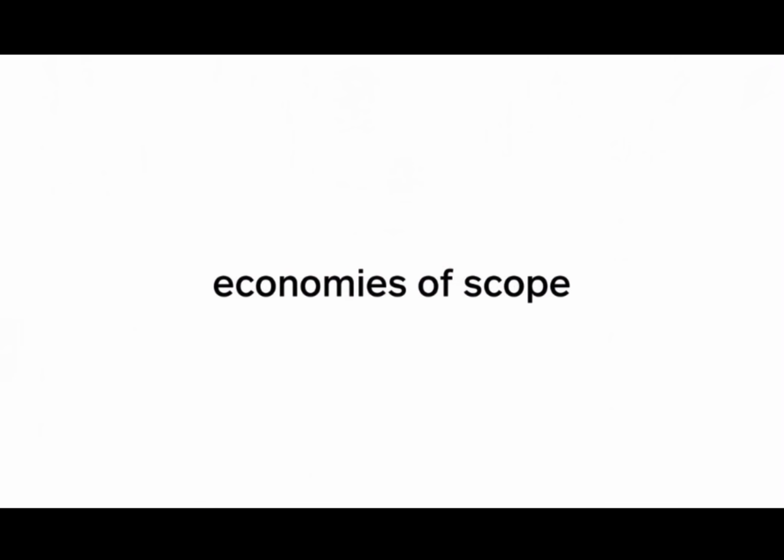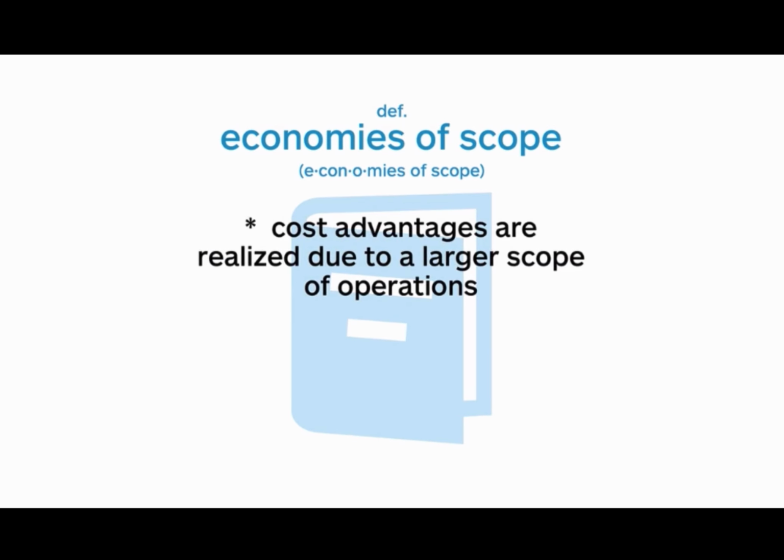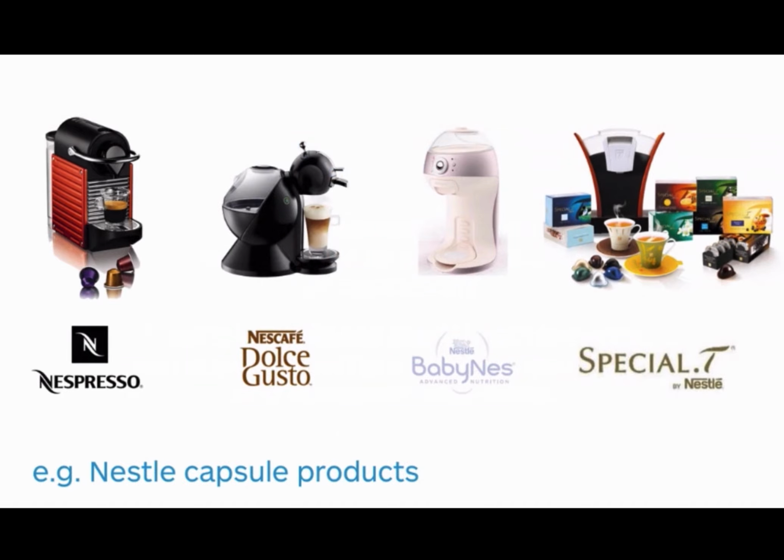So what about economies of scope? Economies of scope are slightly different. It means that you get cost advantages because you're doing a lot of different things. So certain business model components, if you want, can help support different value propositions and different customer segments. So an example here would be the Nestle products that are based on pods, on capsules. So you'll have a whole range of machines that produce pods, and as a company, Nestle can create synergies between these very different businesses.